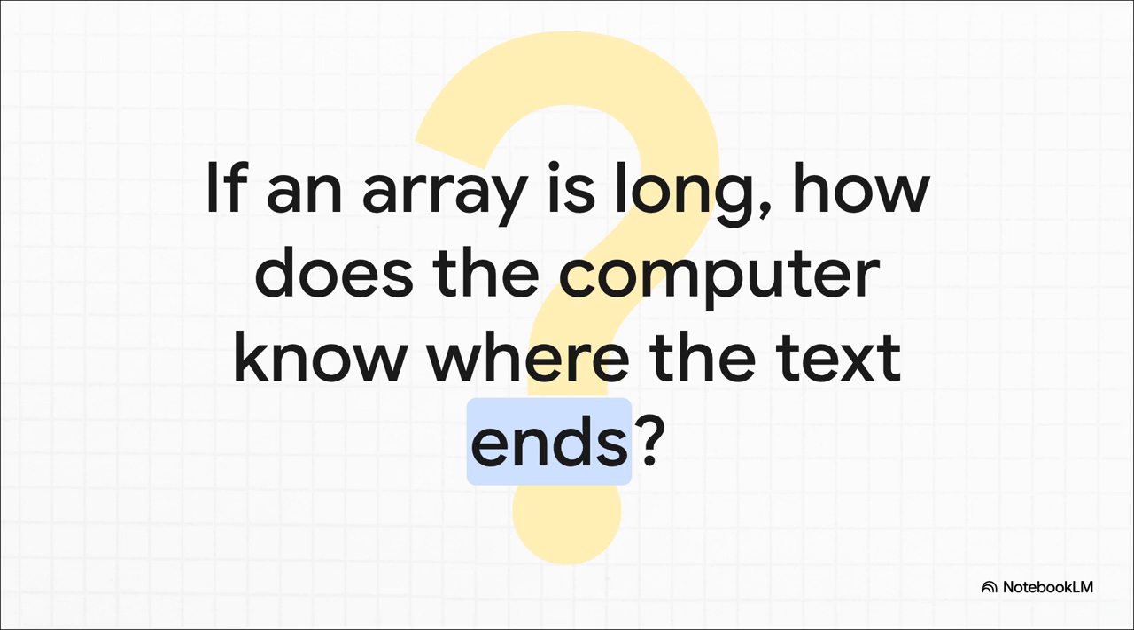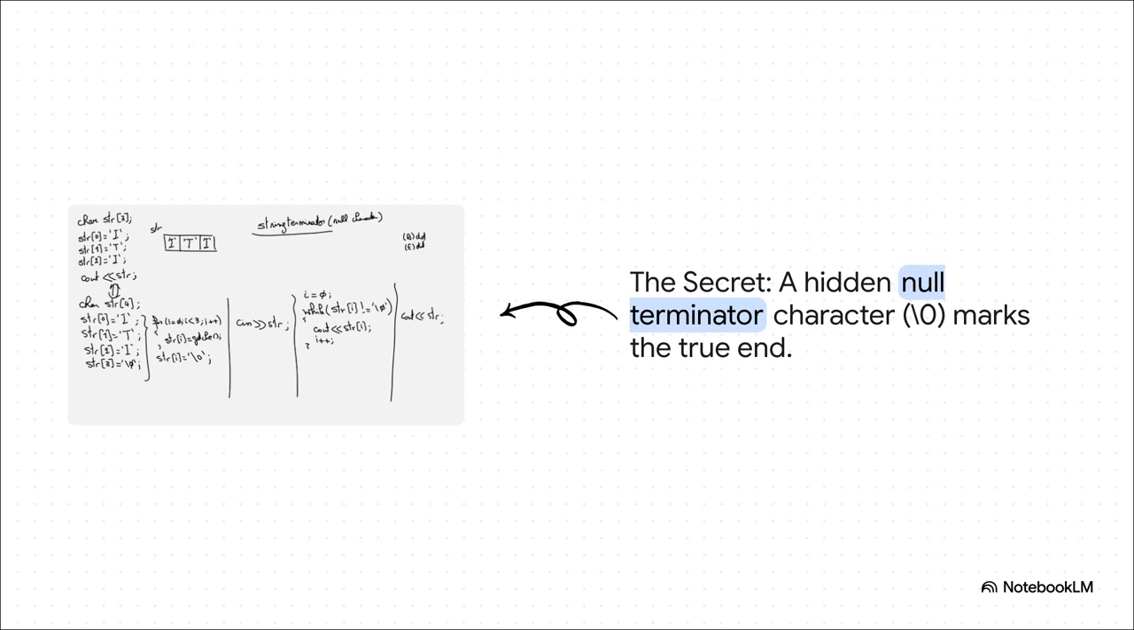Let's say we set aside an array big enough for 50 characters just to be safe. And then the user types in the name Yasmin, which is only 6 letters long. If we tell the computer to print that array, how on earth does it know to stop after the N and not just print out the other 44 spots of random junk? The answer is a really clever trick.